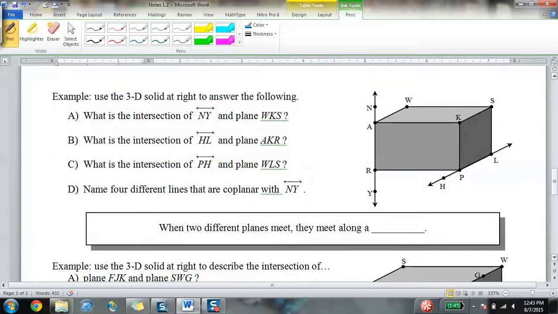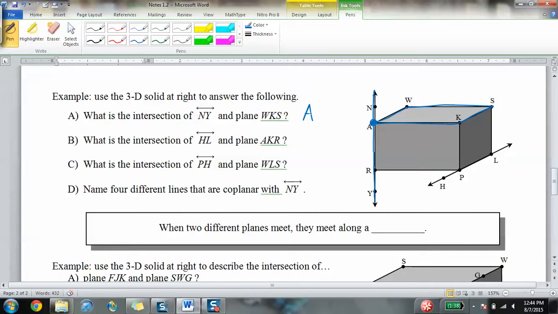Next page, so more about planes and intersections of lines and planes. Using the 3D solid, what's the intersection of line NY and plane WKS? Well, WKS is the top of this box here, and line NY is going up and down vertically right here. This line is not on this plane, so as we just described before, this line and this plane must meet at one single point. The single point where those two things are meeting is point A, this corner of the box right here.